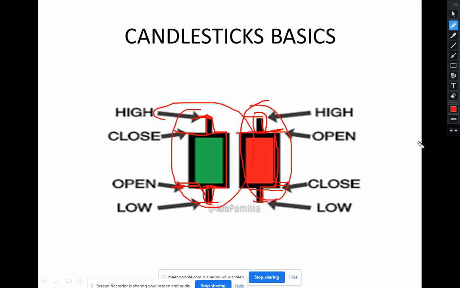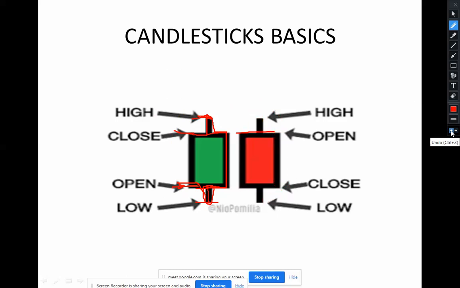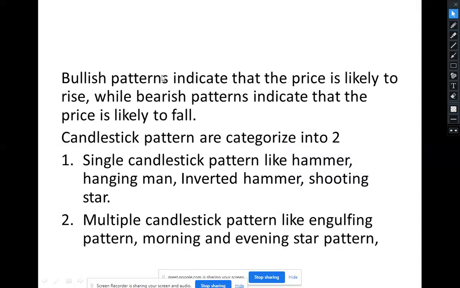This is buyer's candle. Most people can change the color. You can change the color the way you like. You can change any color to any color you like. Okay. So now, when we talk about bullish patterns, they indicate that the price is likely to rise, while bearish patterns indicate that the price is likely to fall.